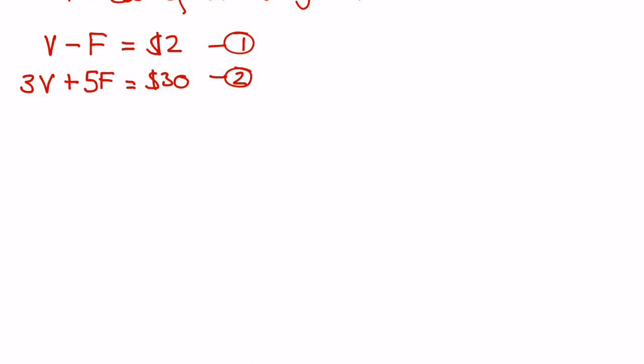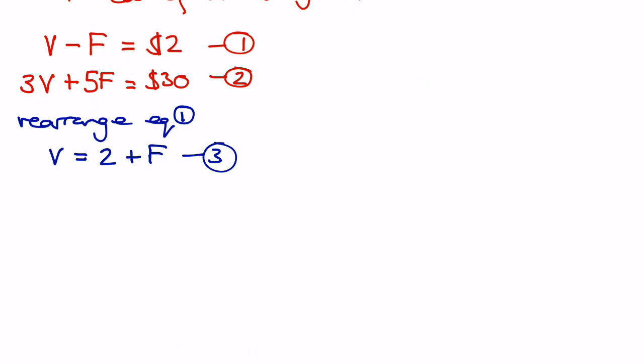So we'll do that. So we're going to rearrange equation 1 to give us V is equal to 2 plus F. And we're just going to lose the dollar signs now, as they're not necessary. So that there is equation 3. Now, we've done that again by adding F to the left-hand side and to the right-hand side. It just happens to cancel out on the left-hand side.